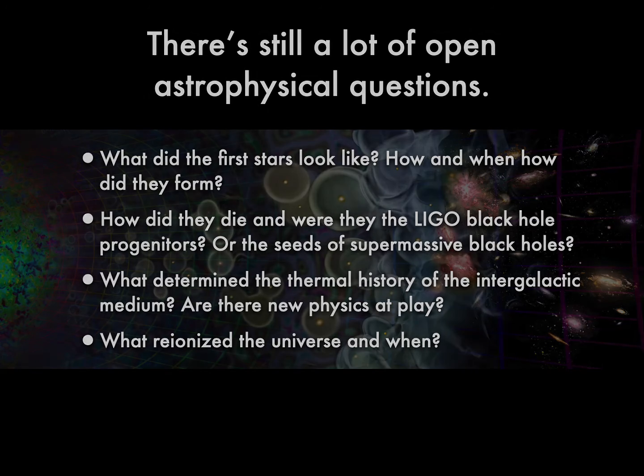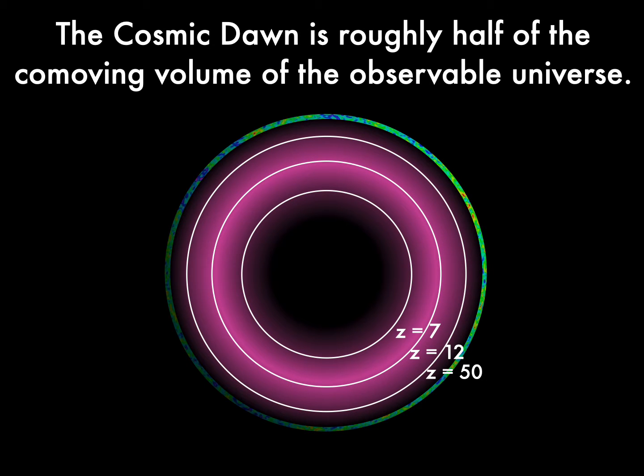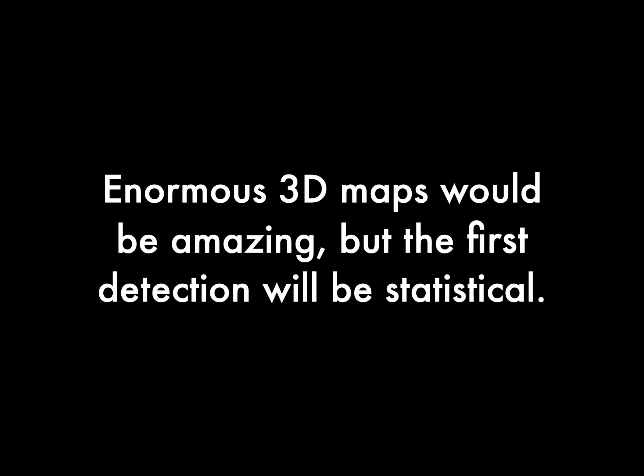And I'll point out, since this is a cosmology group here, that the cosmic dawn in co-moving coordinates represents something like half the total volume of the observable universe. So there's a huge statistical power in learning about what's going on during this period. And that'd be great if we could make, say, 3D maps of this whole process, which in principle is possible, but it's going to be very challenging, and for a number of reasons, which I'll lay out in this talk. But I think because of that challenge, the first detection we expect to be statistical.